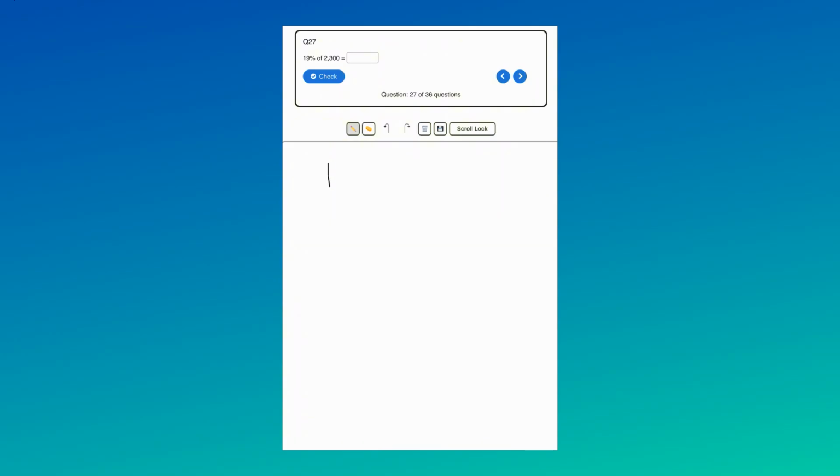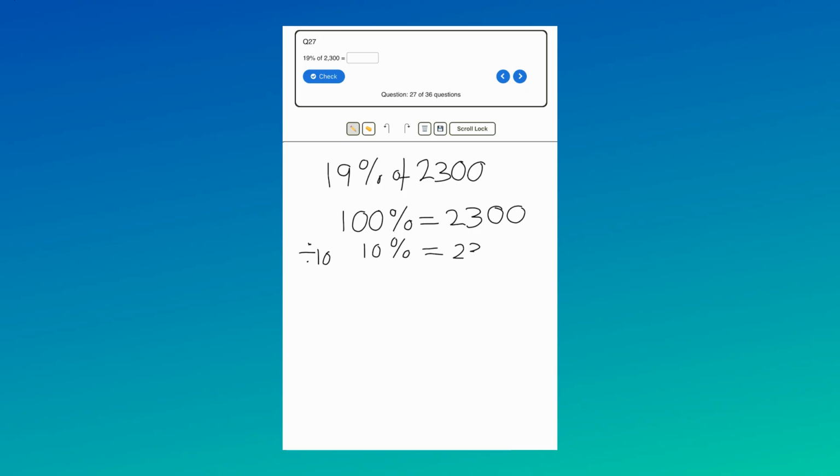Question 27. 19% of 2,300. So again, we're going to do the same as we did before in the previous question. 100% equals 2,300. Now, I'm going to work out 10%, and I'm going to divide both sides by 10. So 10% equals 230. Now I'm going to work out 1%, and I'm going to divide by 10 again. That equals 23.